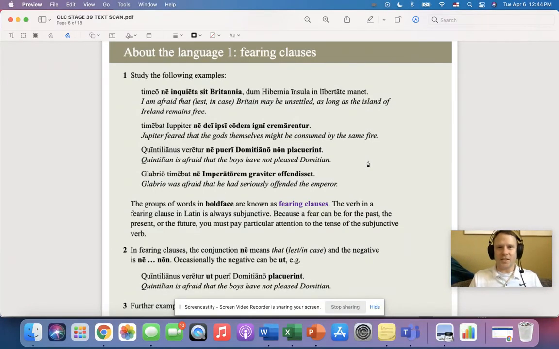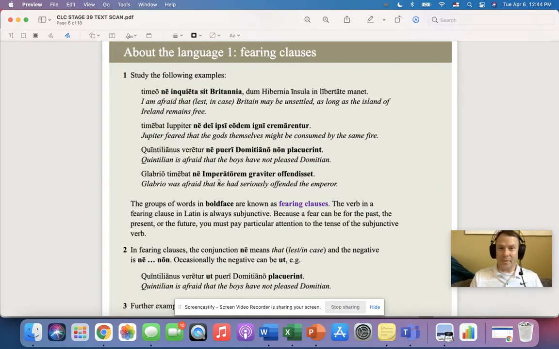This is the first about the language, and it's on fear clauses, or as your book calls them, fearing clauses. Sometimes you say clauses of fearing. Now, when we look at all of these examples, timeo ne, timebat Jupiter ne, Quintilianus veritus est ne, Glabrio timebat ne.